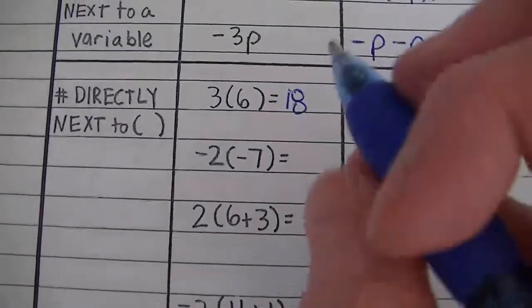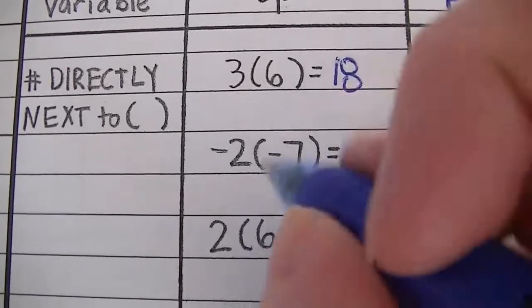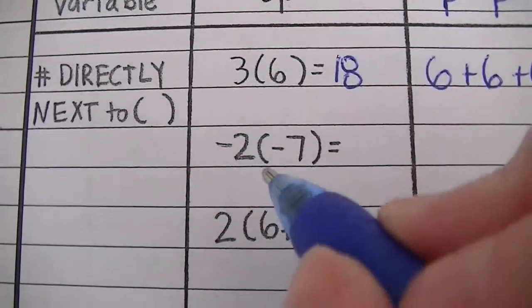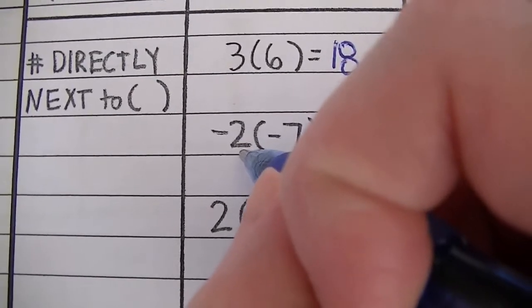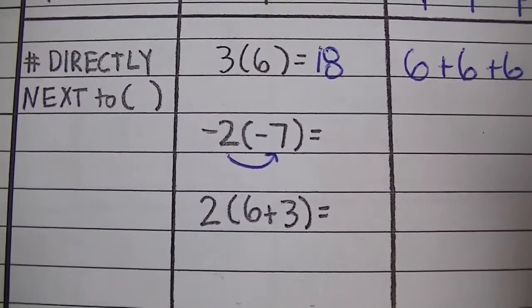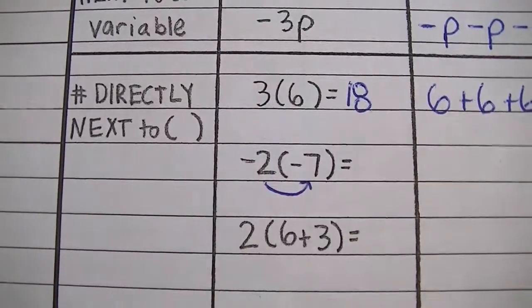This next example, okay, again, you see a number directly next to parentheses. You're going to multiply that. Something that helps me to remember to multiply when I see a number directly outside parentheses is I like to draw an arrow to say, hey, -2 times -7. And in case you forgot, well, let's pretend they're positive. 2 times 7, that's 14.